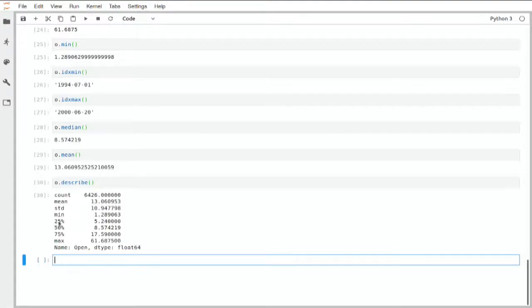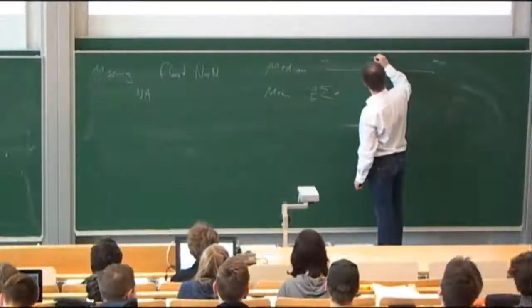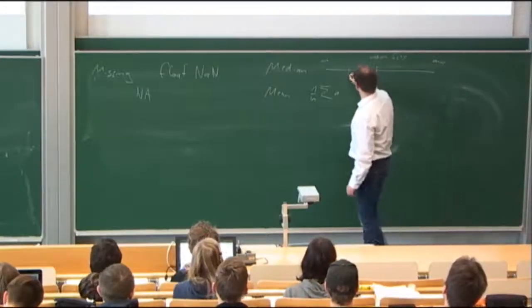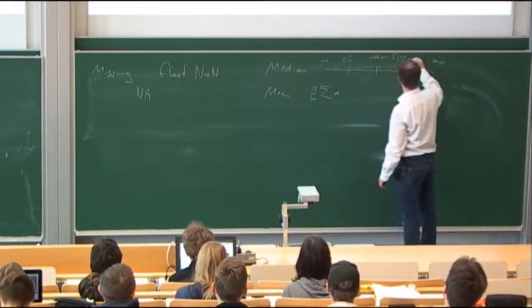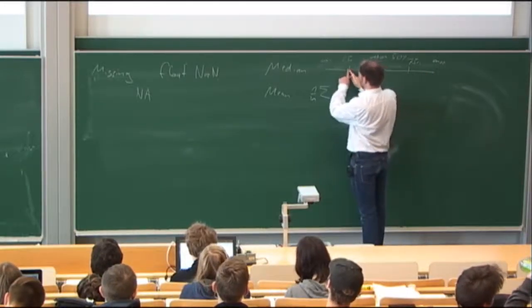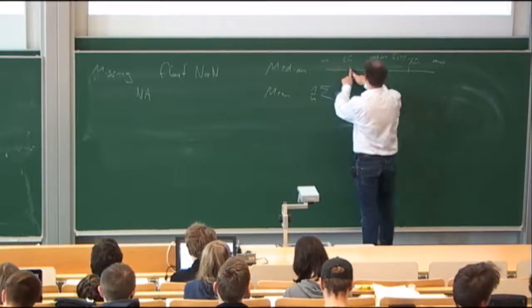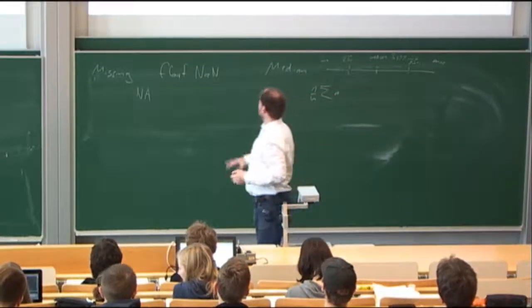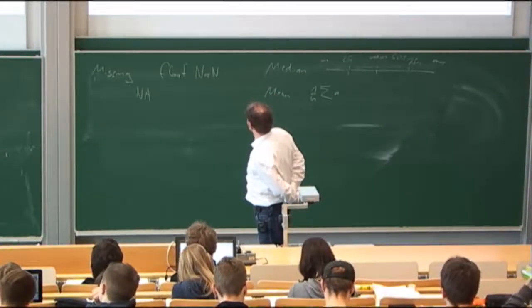Does anybody know what this 25%, 50%, 75% means? Yes? Yeah. These are the quartiles. So you sort the values from minimum to maximum, then the median is here, and this is also the 50% quantile. And then you have the 25% quantile and the 75% quantile. This is just how many values. So this is the value such that 1/4 of the values are smaller than that, and 3/4 of the values are bigger than that. And this is the 50% value, and this is the 75% value. And this gives you some indication about the distribution of the stock prices.